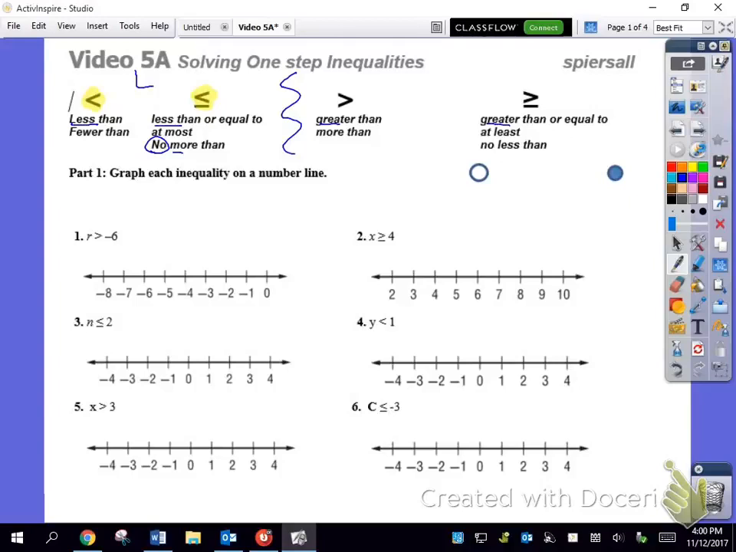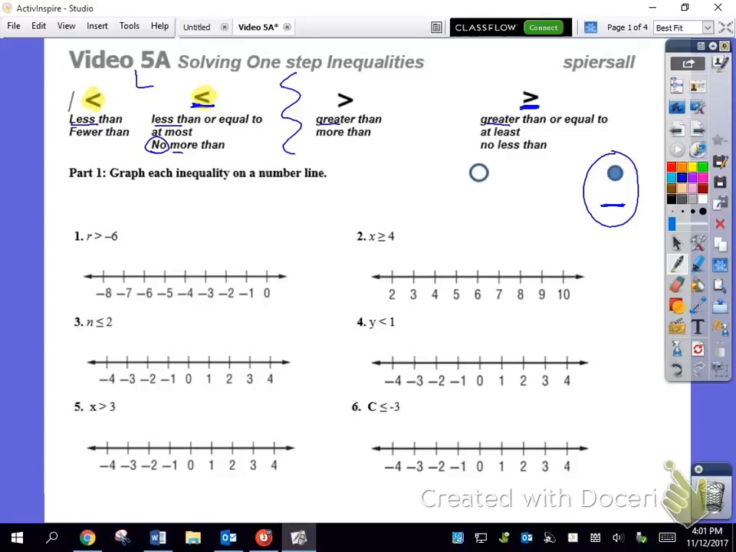So on your number line, we are going to circle where the number is represented. If there's a line underneath the inequality, like it looks like part of an equal sign, then you're going to shade it in. If there's no line, you're going to leave it open. And then you're going to shade the direction that it says.